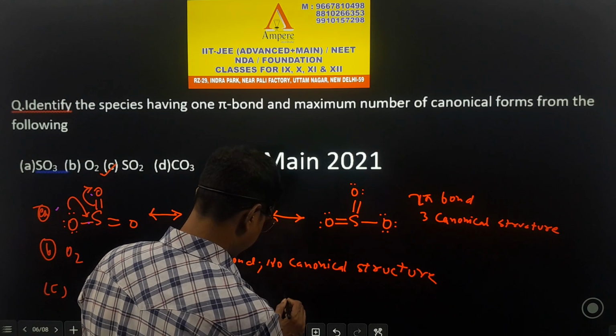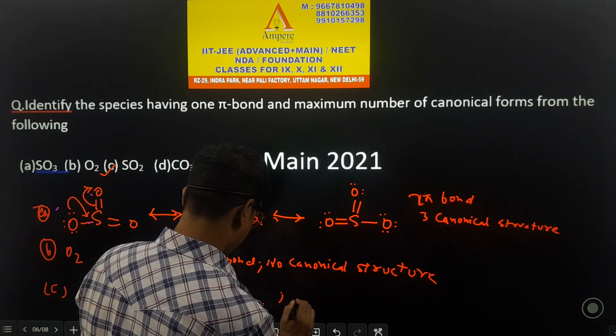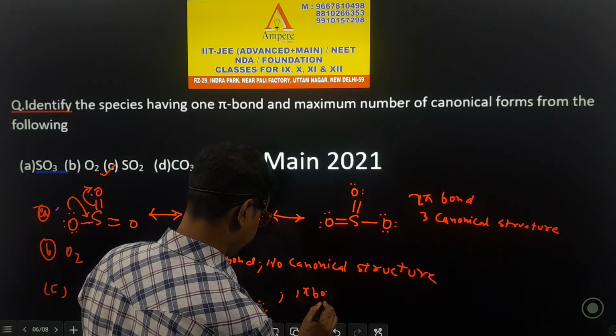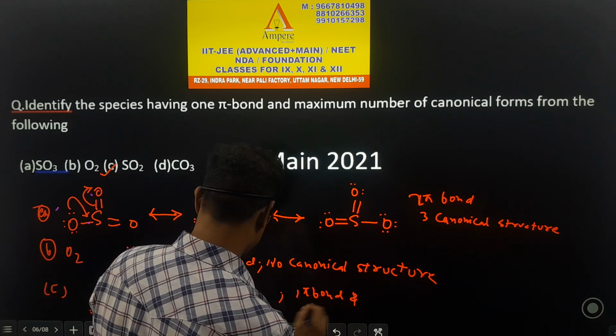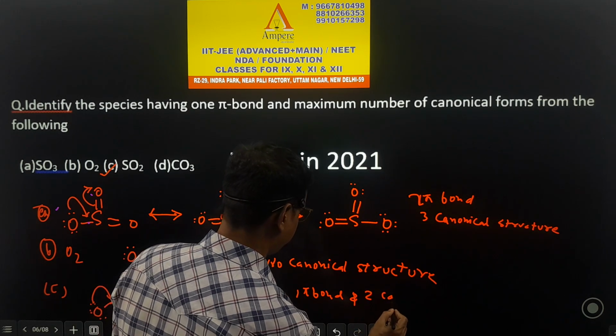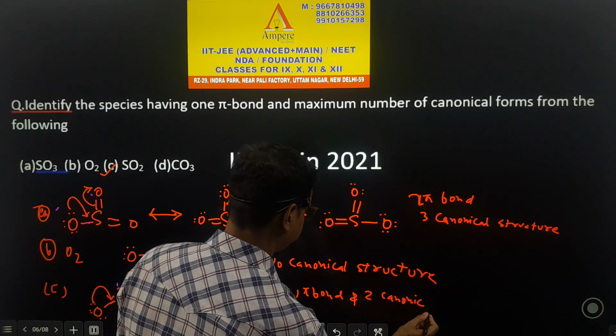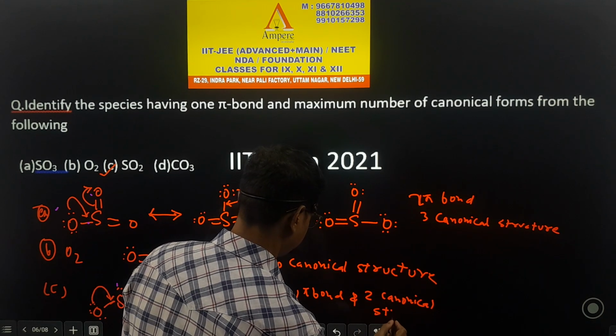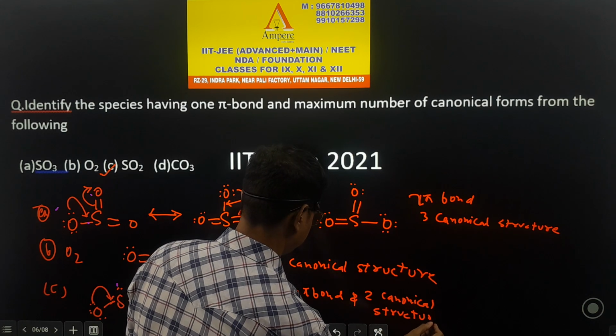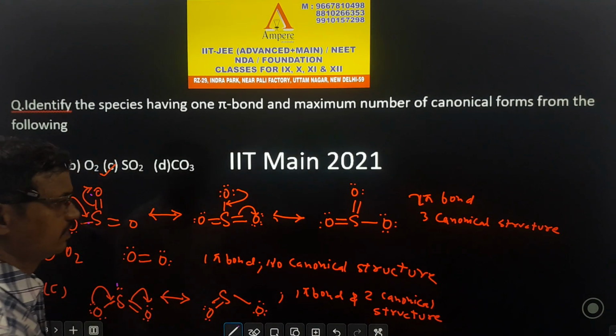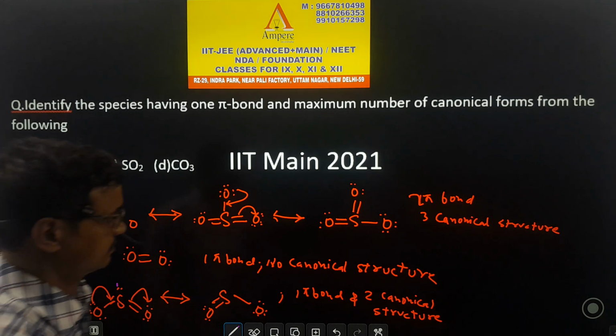So here what happened in SO2? SO2: one pi bond and two canonical structures. Okay. Now let's see about CO3.